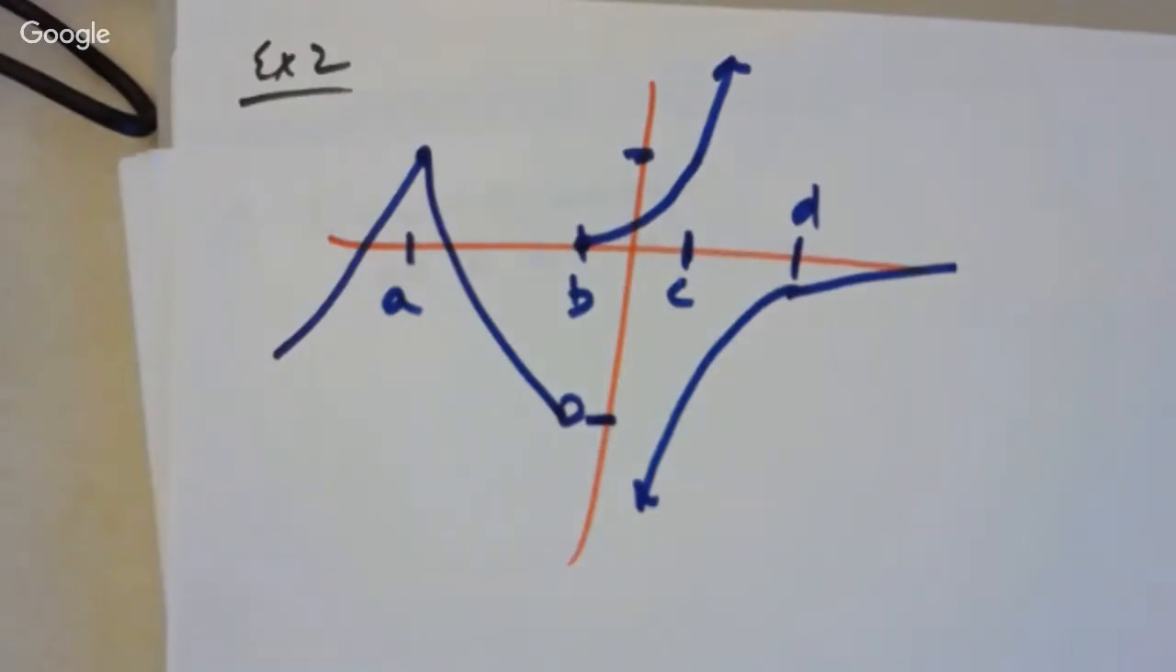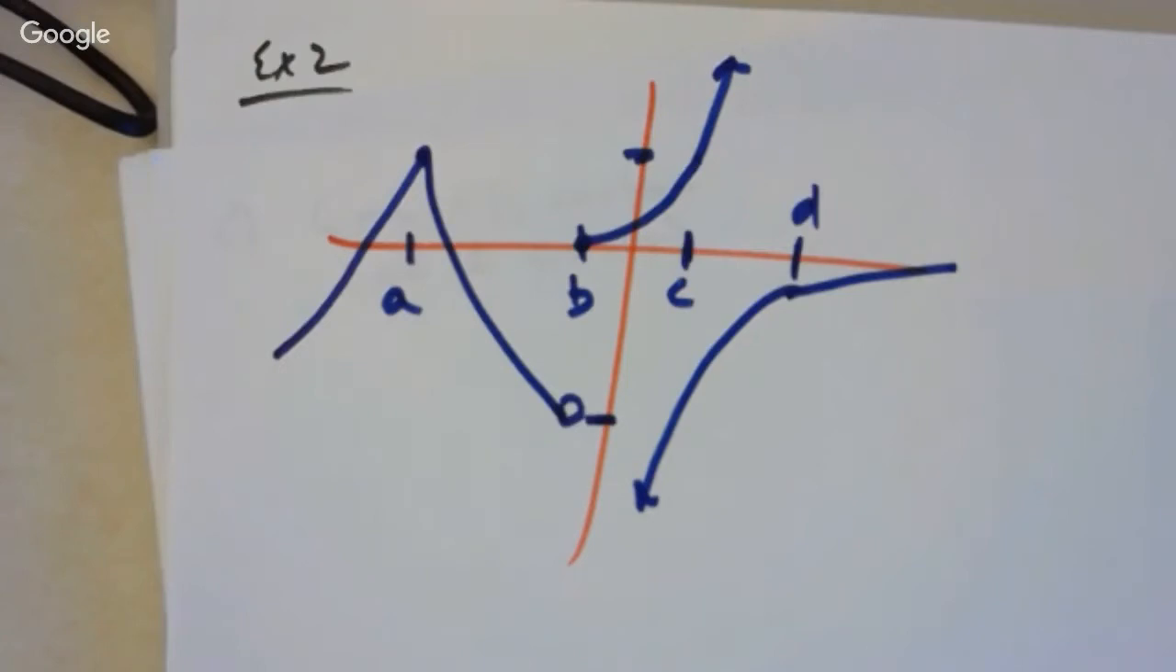Where does the limit exist? A, B, C, D. D does. A does. Oh, what about C? C does. No, D doesn't. C does. A, B, C, D. Where does the limit exist?